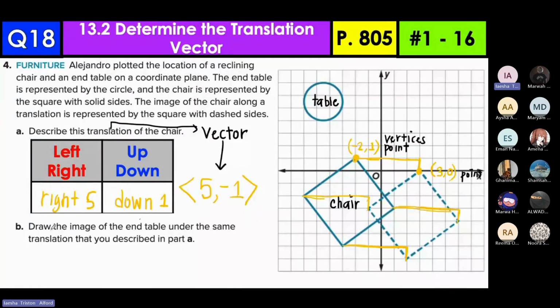Part B, we want to draw the image of the end table under the same translation. So we have to move the table the same. So I'm going to pick this point here. And I'm going to move it where? If I'm going the same movement as the chair. Right 5, 1, 2, 3, 4, 5, and down 1.